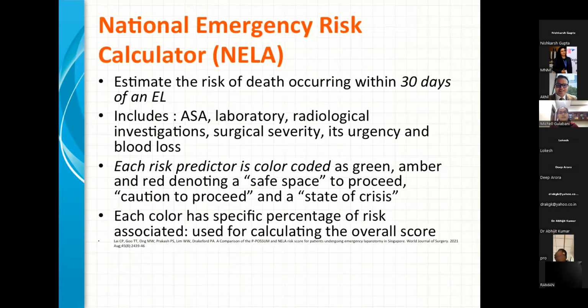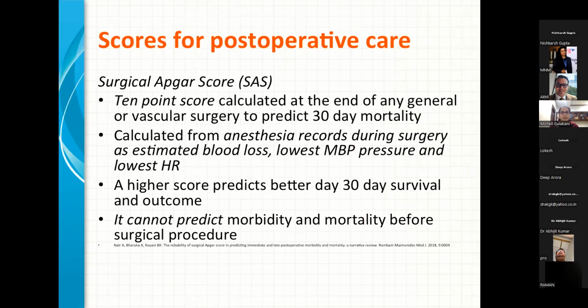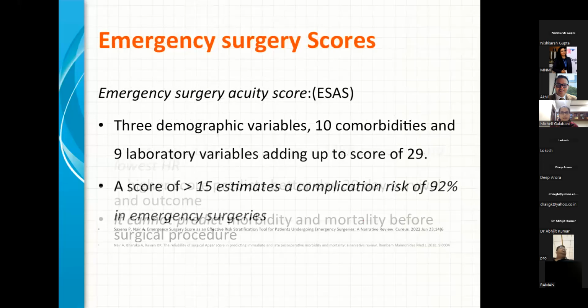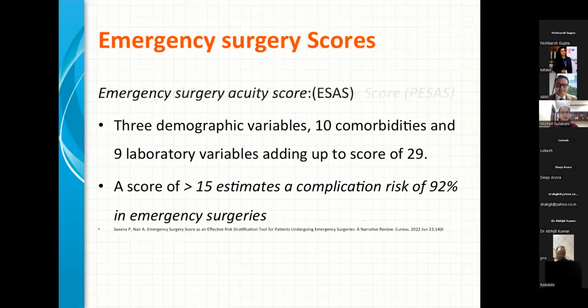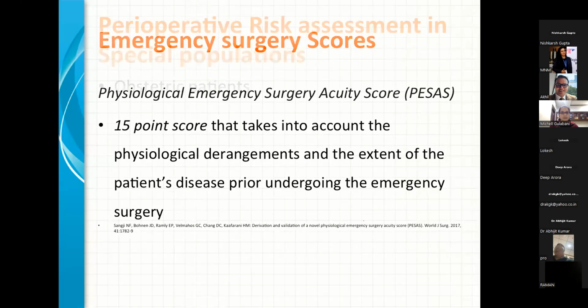Now for emergency laparotomies, the NELA or the National Emergency Laparotomy risk calculator has also been used, which estimates the risk of death occurring within 30 days of an EL. It includes various parameters. Each predictor is coded with a specific color and a specific percentage to calculate the overall risk. For post-operative care is the surgical APGAR score, which is calculated on the basis of anesthesia records during the surgery: estimated blood loss, lowest MAP, and lowest heart rate. However, it cannot predict the morbidity and mortality before the surgical procedure. Various other emergency scores are the emergency surgery acuity score and the physiological emergency surgery acuity score.